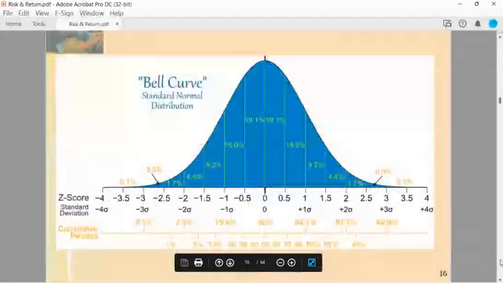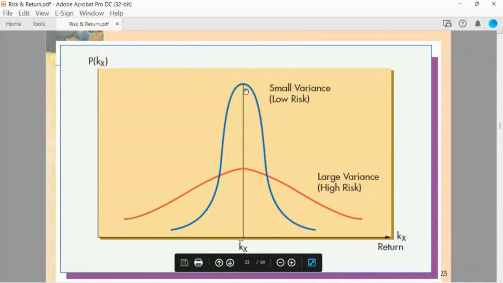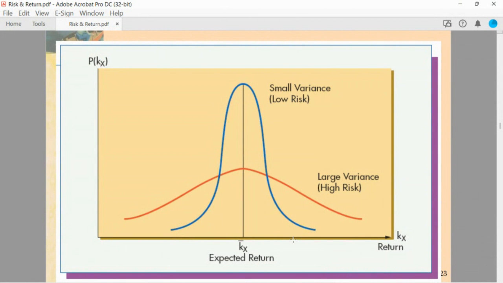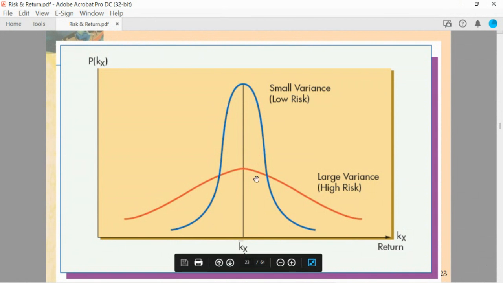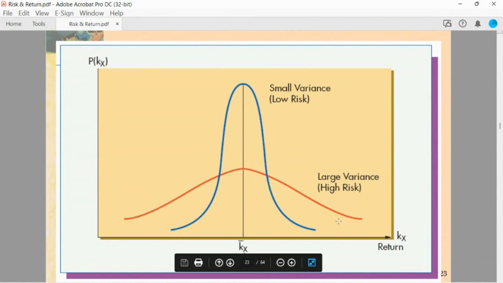That means clearly the blue distribution will give you a higher mean variance ratio or return risk ratio. So the blue one is preferred. The red one is inferior because the return risk ratio would be lower. It's like a gas guzzler. You understand?